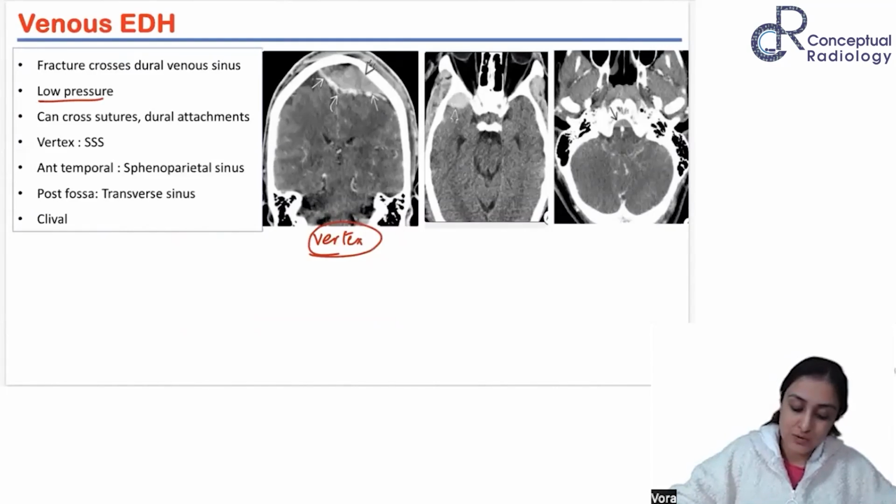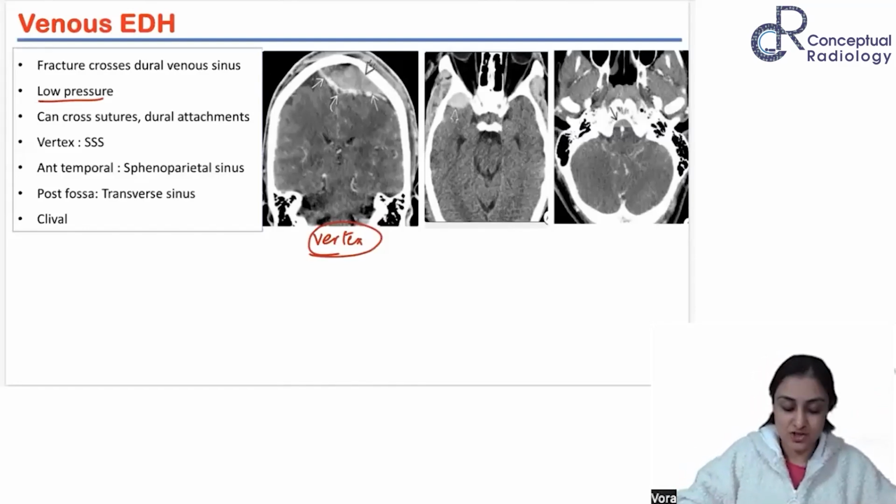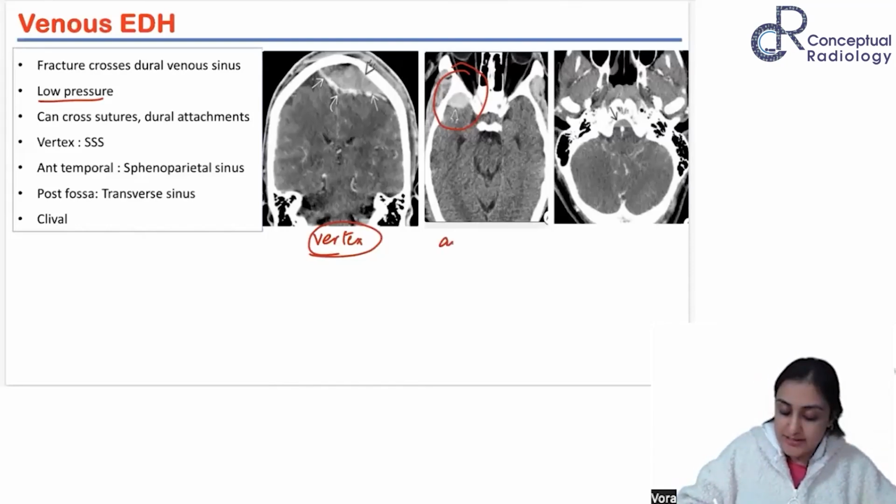You can see how the superior sagittal sinus is displaced downwards. So this is your vertex venous EDH. This is again something that you see very frequently in life also, in exams also, in spotters also. This is your anterior temporal venous EDH.